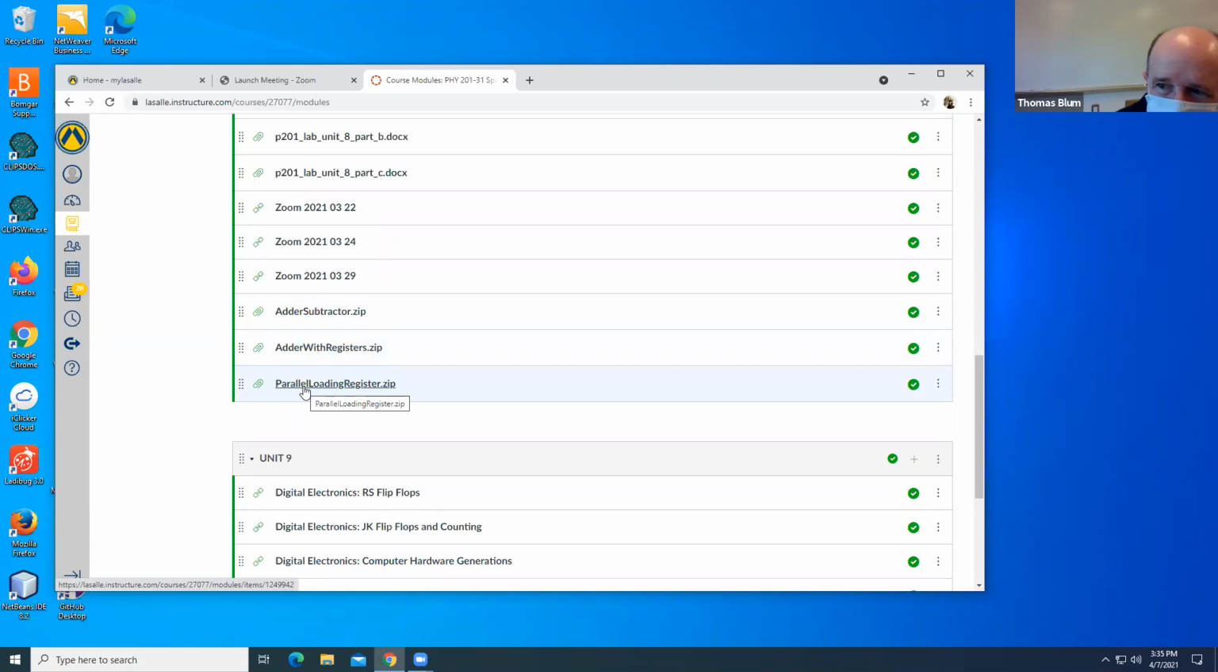So you're expecting something along those lines of: put this number and that number. So adder with registers, put this number in register A, that number in register B, and show the addition, or subtract, 7 minus 2 and get 5. The parallel loading register. To operate these circuits, it's crucial that you understand the notion of edge triggering.